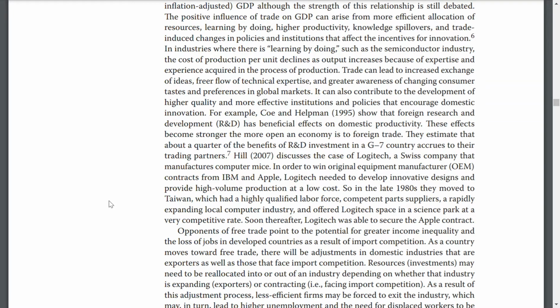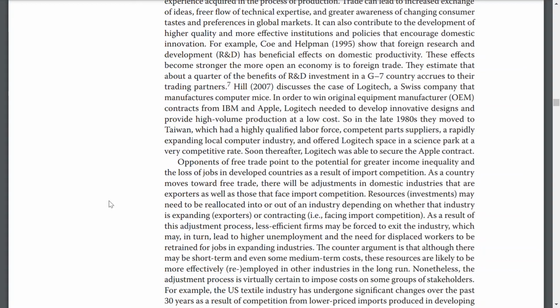Hill discusses the case of Logitech, a Swiss company that manufactures computer mice. In order to win original equipment manufacturer contracts from IBM and Apple, Logitech needed to develop innovative designs and provide high-volume production at a low cost. So in the late 1980s, they moved to Taiwan, which had a highly qualified labor force, competent parts suppliers, and a rapidly expanding local computer industry, and offered Logitech space in Science Park at a very competitive rate. Soon, therefore, Logitech was able to secure the Apple contract.